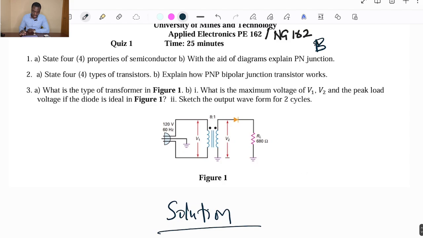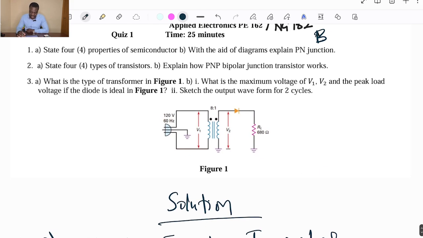Now, moving to question 2B. Explain how bipolar junction transistor works. For bipolar junction transistors, this question 2 has also been solved. The solution is in quiz 1 for refining engineering students group A. So I'll not be explaining how PNP bipolar junction transistor works. Now moving on to question 3.